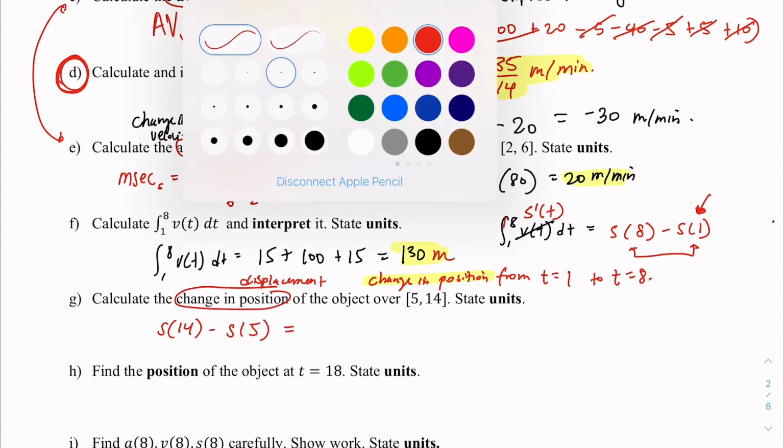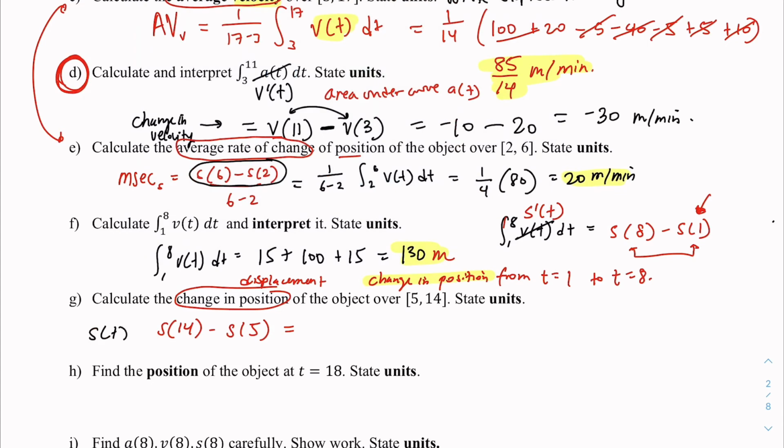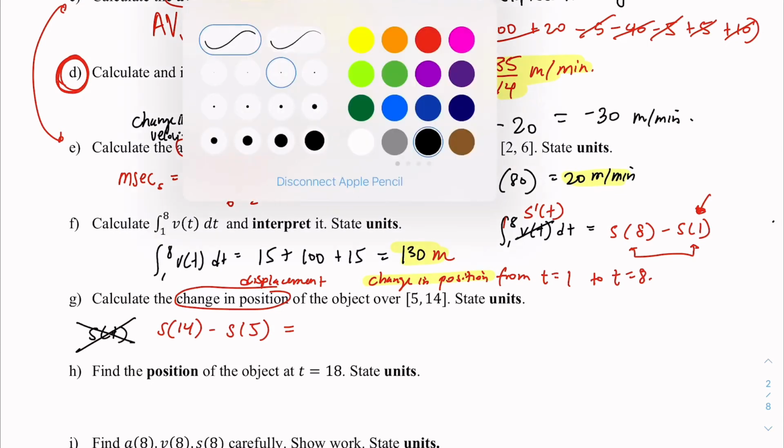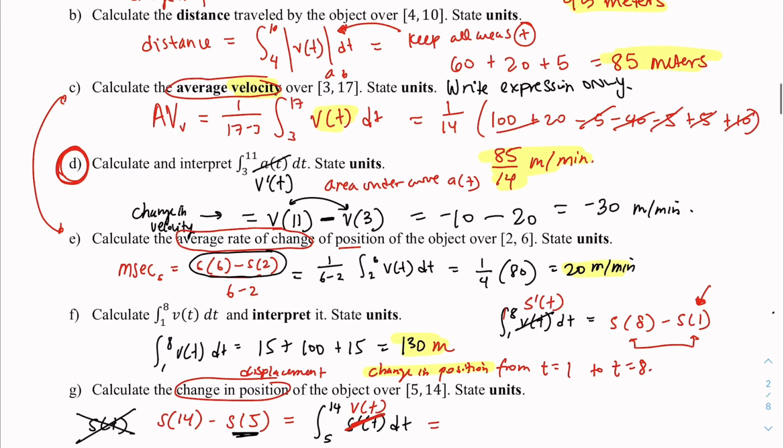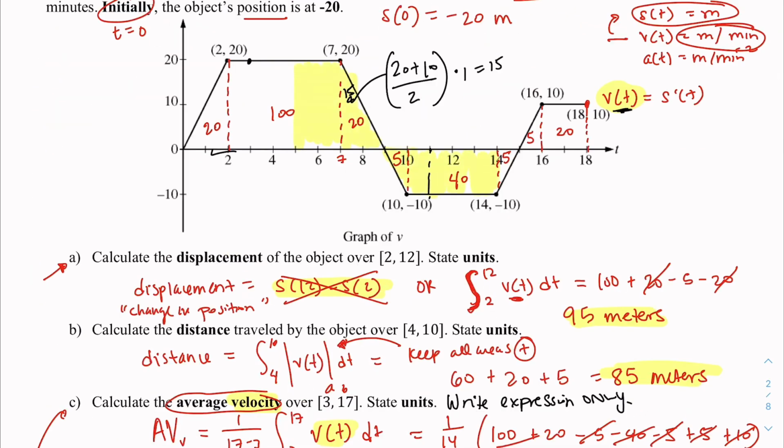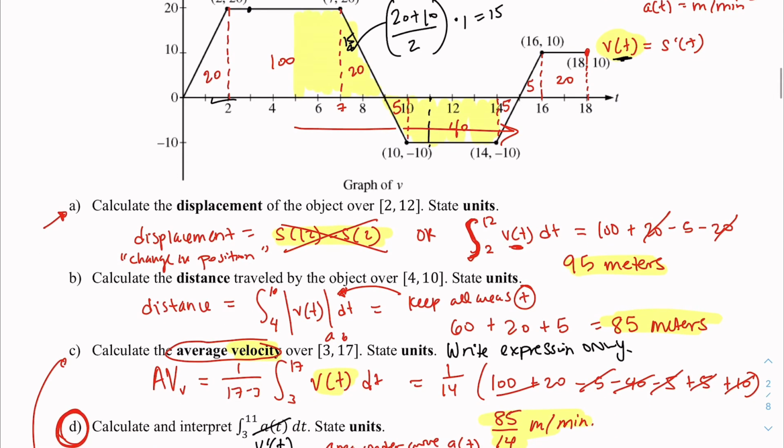Again, we don't have an S function to plug into, so we have to use net change, which says take the second term, that's your upper limit, 14, and the lower limit 5, of S prime of t dt. Again, our graph is dealing with V, so we'll just rewrite that as V of t dt, and we're simply finding the area from 5 to 14. So we're going forwards again, regular positives and negatives.